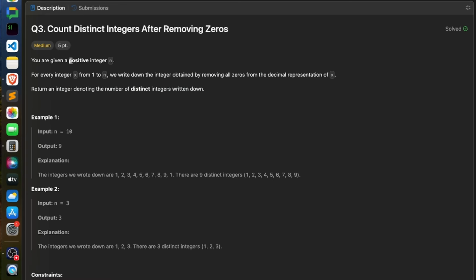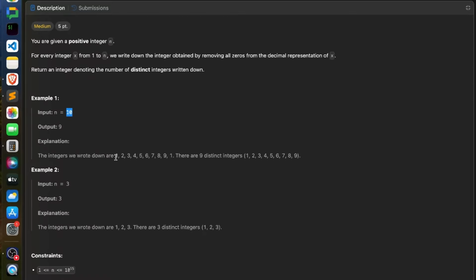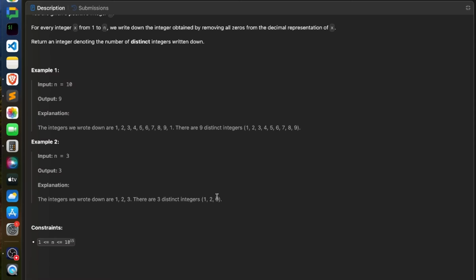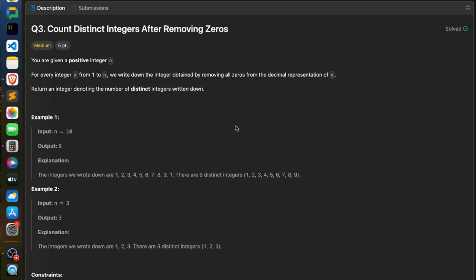In problem number 3, you are given a positive integer n, and for every integer x from 1 to n, we have to write down the integer obtained by removing all zeros from the decimal representation of x, right? And we have to return the integer that denotes the number of distinct integers that we can get. So for example 10, from 1 to 9 all are unique, but for 10, if you remove zeros, it would be 1, and the number of unique integers that we can get is just 9, because 1 and 1 is a duplicate. And for 3, 1 2 3. So it's a good problem. Let's see how we can approach it.